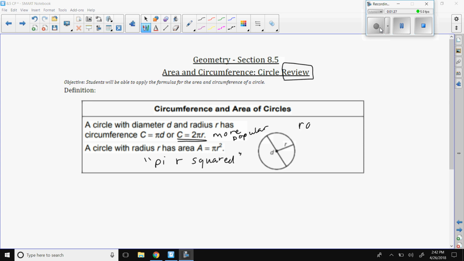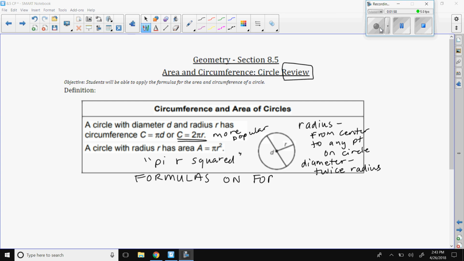Okay, and your radius is your distance from the center to any point on the circle. Diameter is twice the radius. Okay, your formulas for these are on your formula sheet, so we don't need to memorize these. As long as we have our formula sheet, we should be all set.